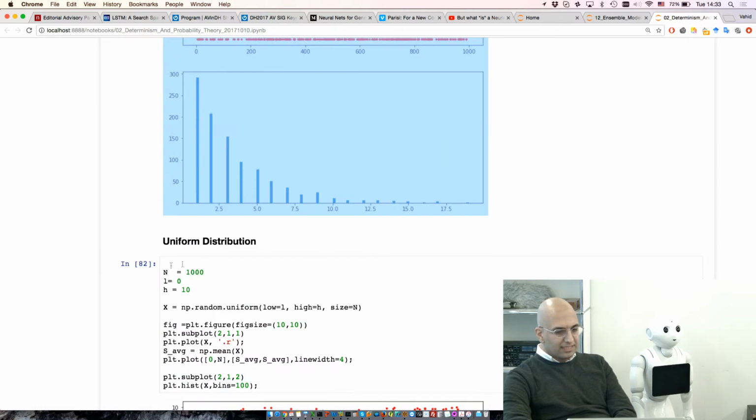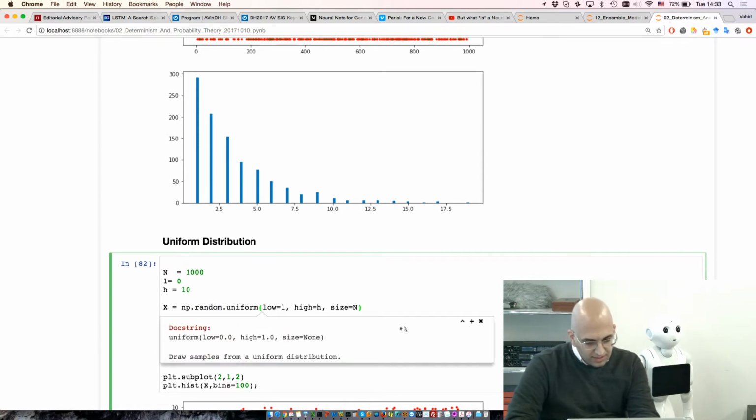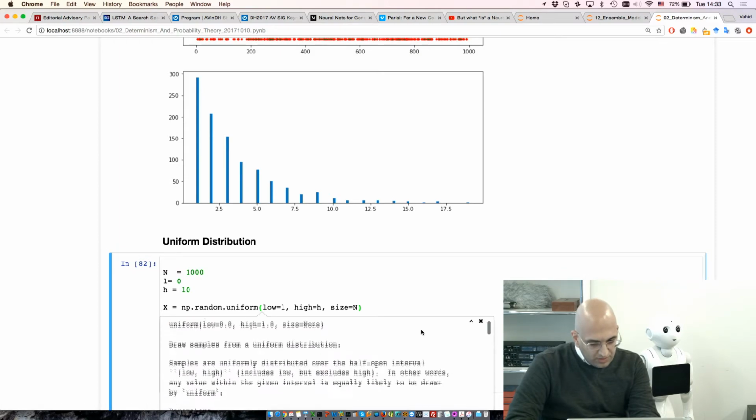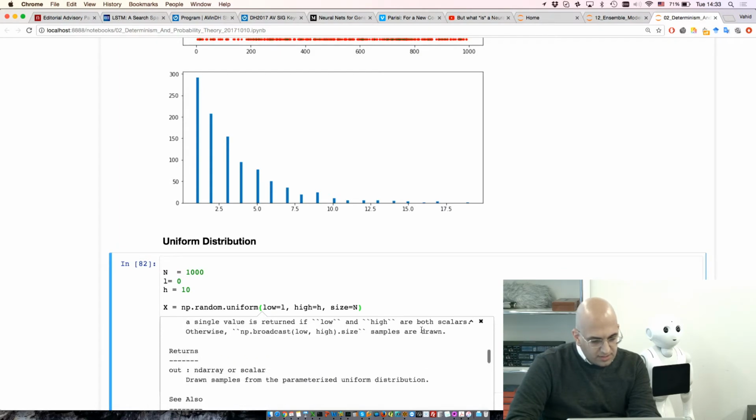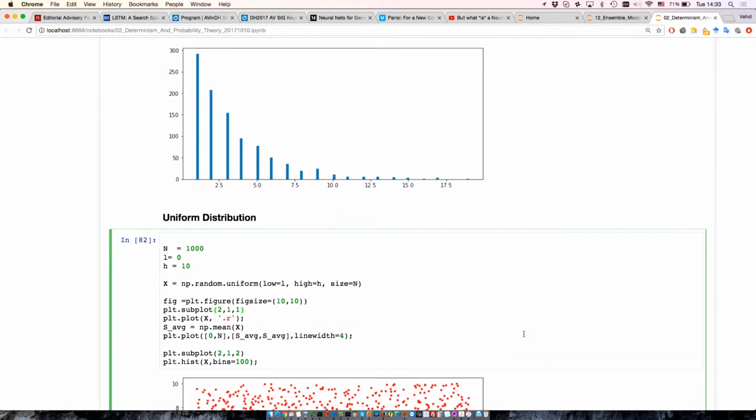So these are the things, and you just need to play with that, and it's extremely simple. It says NumPy, random, uniform, and if you want to know what is inside, just press Shift Tab, and I think there should even be the definition for this distribution. So just play with that, and get familiar with it.